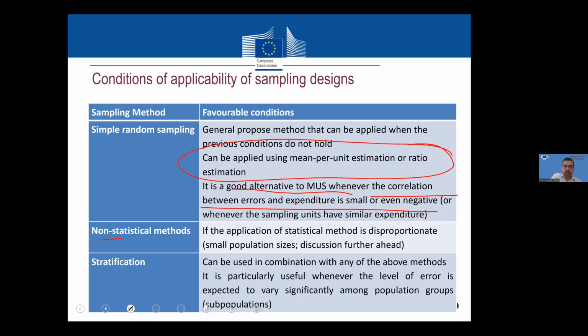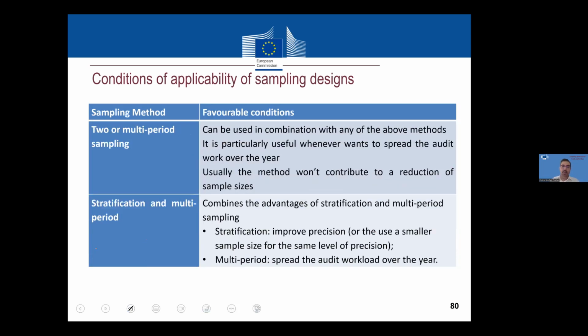Finally, non-statistical methods are applied for smaller populations, and stratification, as I stated before, is applied in combination with any of the above methods in order to reduce sample size or improve precision whenever you expect that different groups in the population will tend to show different levels of error amount or error rate. And finally, unfortunately not to be covered in this seminar, but very importantly, this is today our most standard method to use in any of the audit authorities.